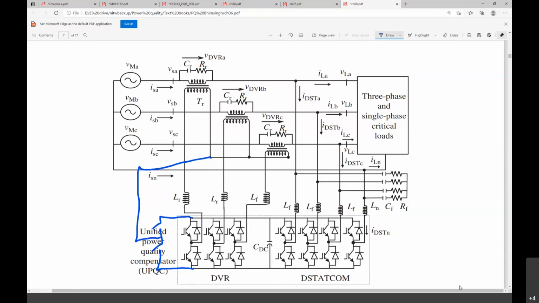Without the fourth leg, the DVR cannot compensate unbalanced voltage sags. When you have the neutral connection only, it is possible to compensate unbalanced voltage sags. Operation wise, it is simultaneous operation. The control algorithm is going to operate simultaneously.